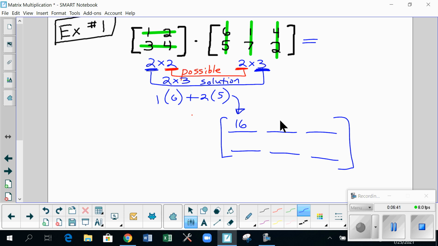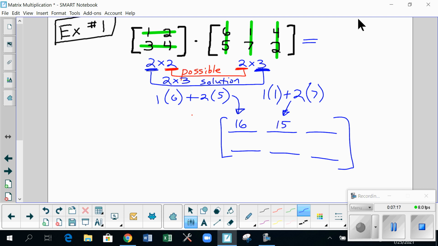Now, to find the solution in the first row and the second column, I'm going to group my first row, my 1 and my 2, with the middle column, the 1 and the 7. Now I match the 1 with the 1 and the 2 with the 7 like this. I take the 1 times the 1 and the 2 times the 7, and I add those products together. Now this is 1 plus 14, and so this equals 15.